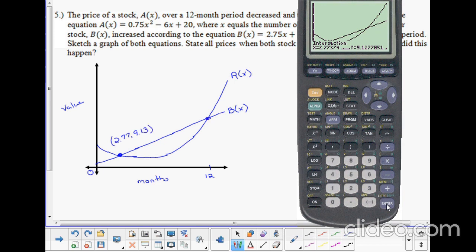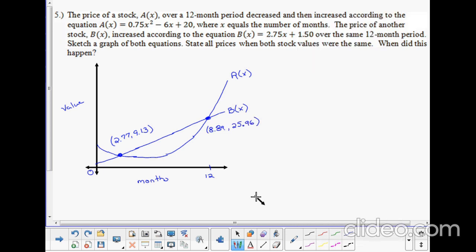Now here there's no consequence. If we look at the problem, there's no need to round a certain direction like there was on the first application problem. So we're just going to round using the math logic that 5 or anything else is rounded up. So I found the second intersection. I needed to move my cursor over there this time. And it would be 8.89 and 25.96, about 25.96.